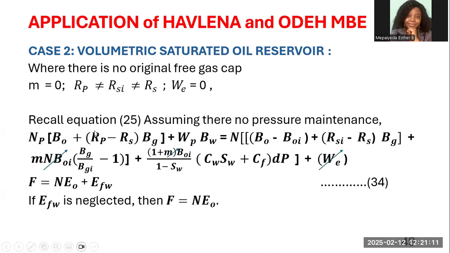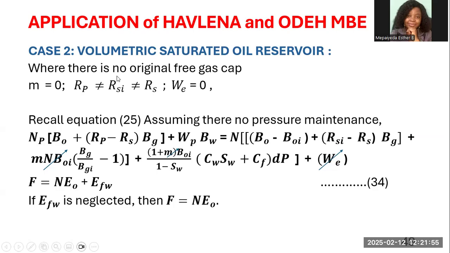Okay, so let's go. So recollect your equation 25. Don't forget the almighty Schilthuis equation. Recollect it. It's quite simple now, and I'm sure some of you can even recall it offhand. Okay, your F underground withdrawal, your oil and your gas component, solution gas component, your gas cap component, your expansion of connate water and rock compaction component, and then your WE. So because it is volumetric, WE is 0, don't forget. Because it's saturated, your RP is no longer equal to RSI.